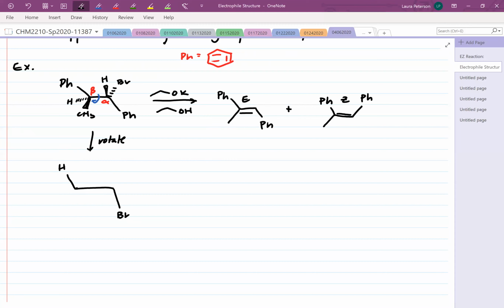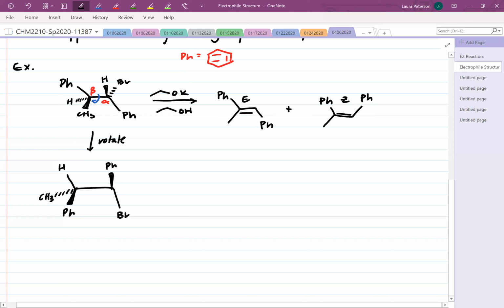When I rotate around the left-hand carbon, my hydrogen is going to come to plane, my phenyl group is going to swing forward onto a wedge, and then my methyl group is going to swing back to the dash. Then I can do the same thing on the right-hand carbon. My bromine is going to swing down to where the phenyl is in plane, the phenyl is going to swing forward to a wedge, and then the hydrogen is going to swing back to a dash. So that was dash to plane, plane to wedge, wedge to dash.